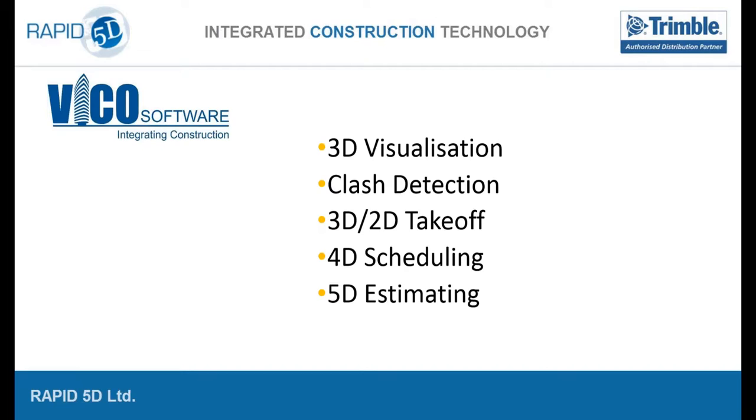So again today, same as last week, we're going to be using Vico Office, and the benefits of Vico Office are we can do a lot of 3D visualization, we've got clash detection, we've got the 3D and 2D takeoff, which we're going to go through today, we've got the 4D scheduling, of which the processes I'm going to go through today will impact, but we're not really going to go into it, and then also the 5D estimating, which is what we're going to focus on today as well.